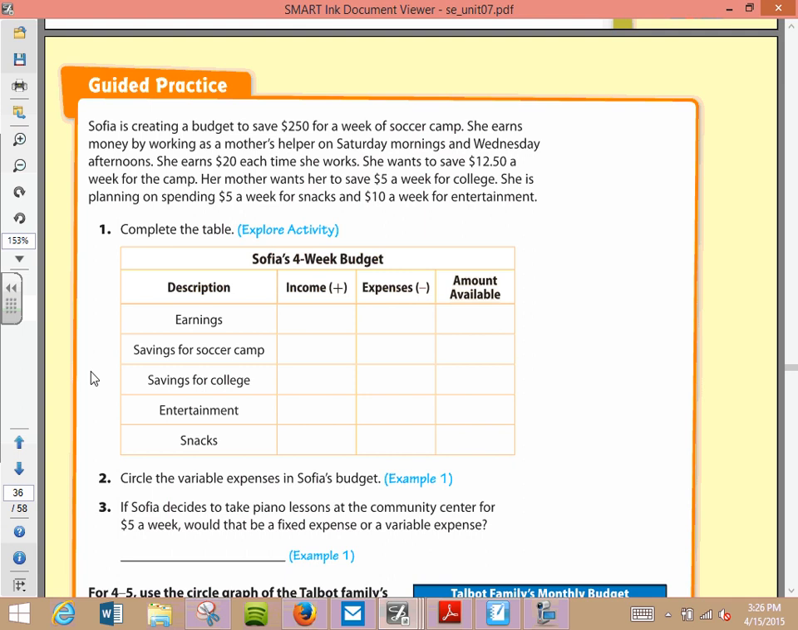Sophia is creating a budget to save $250 for a week of soccer camp. No, wait, I lied. Hang on. Never mind, it is. The bottom part is for extra credit, but not the top part. We're doing that one in class, not 1, 2, 3. She earns money by working as a mother's helper on Saturday mornings and Wednesday afternoons. Focus, guys.